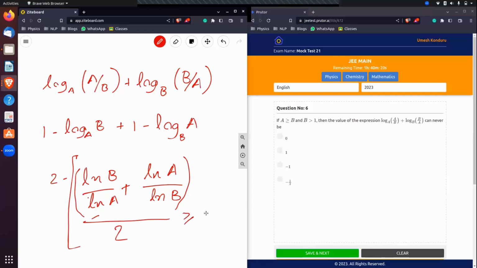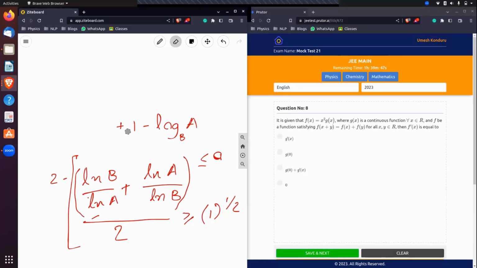It will be greater than or equal to, if you take the product of this, it's just going to be 1. So this entire thing is for sure greater than or equal to 2, right? That means this term is always going to be less than or equal to 0. So 1 is going to be the wrong answer.